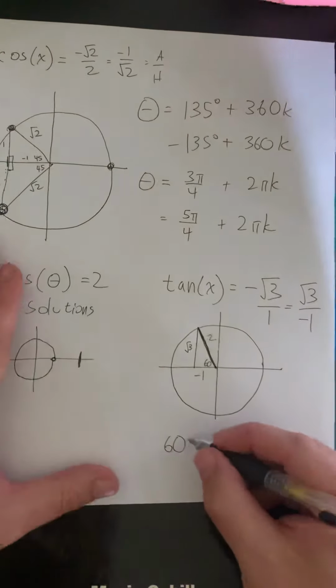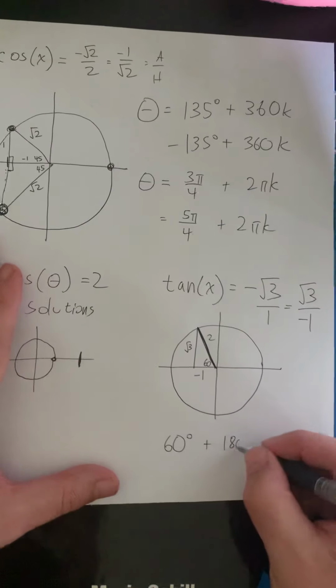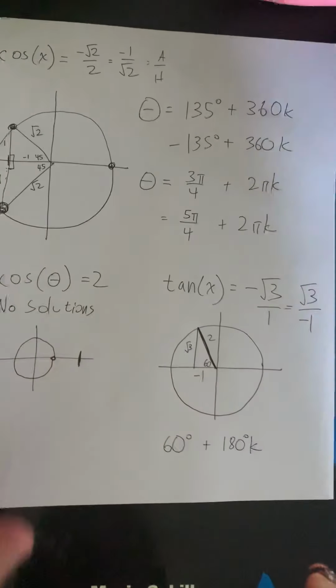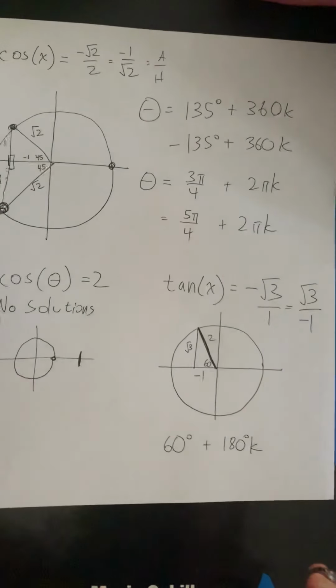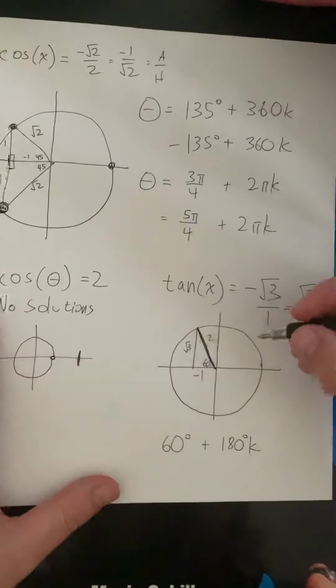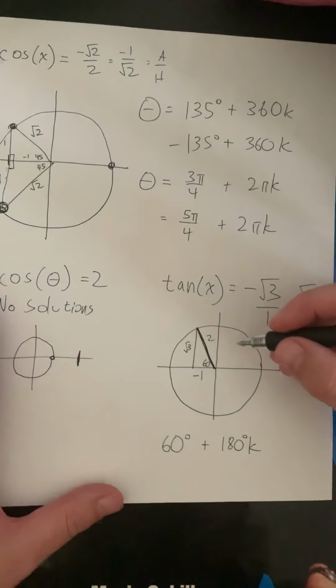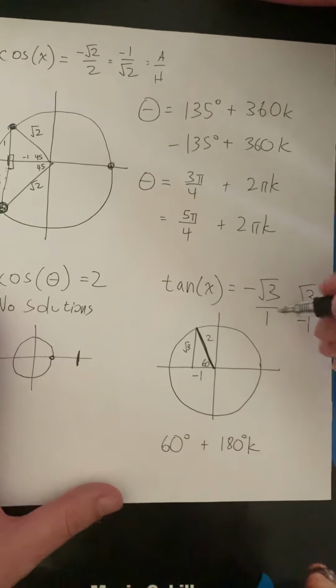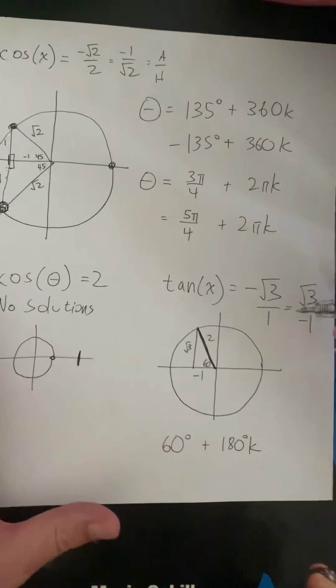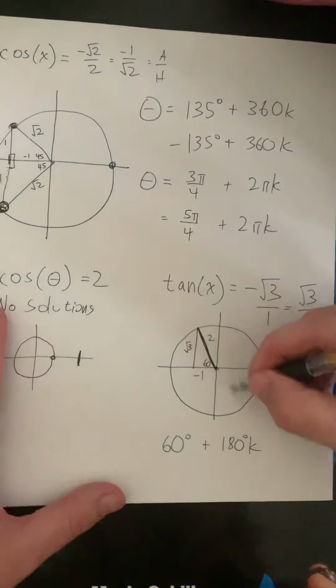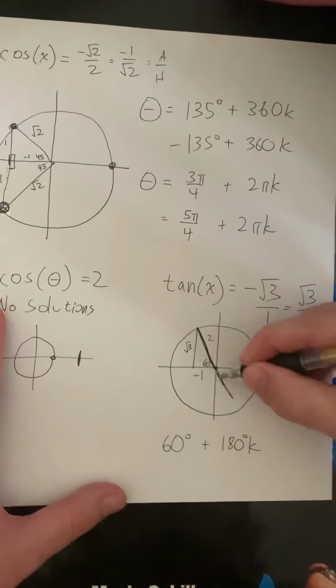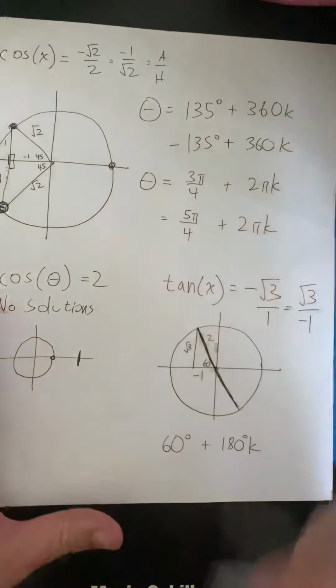I'll show you why. So look, here's the answer. 60 degrees plus 180k. Why can't I just stop there? Well, if you wanted to draw another radius slash hypotenuse that had a negative slope of root 3, we know what it would be in quadrant 4. It would look like that.